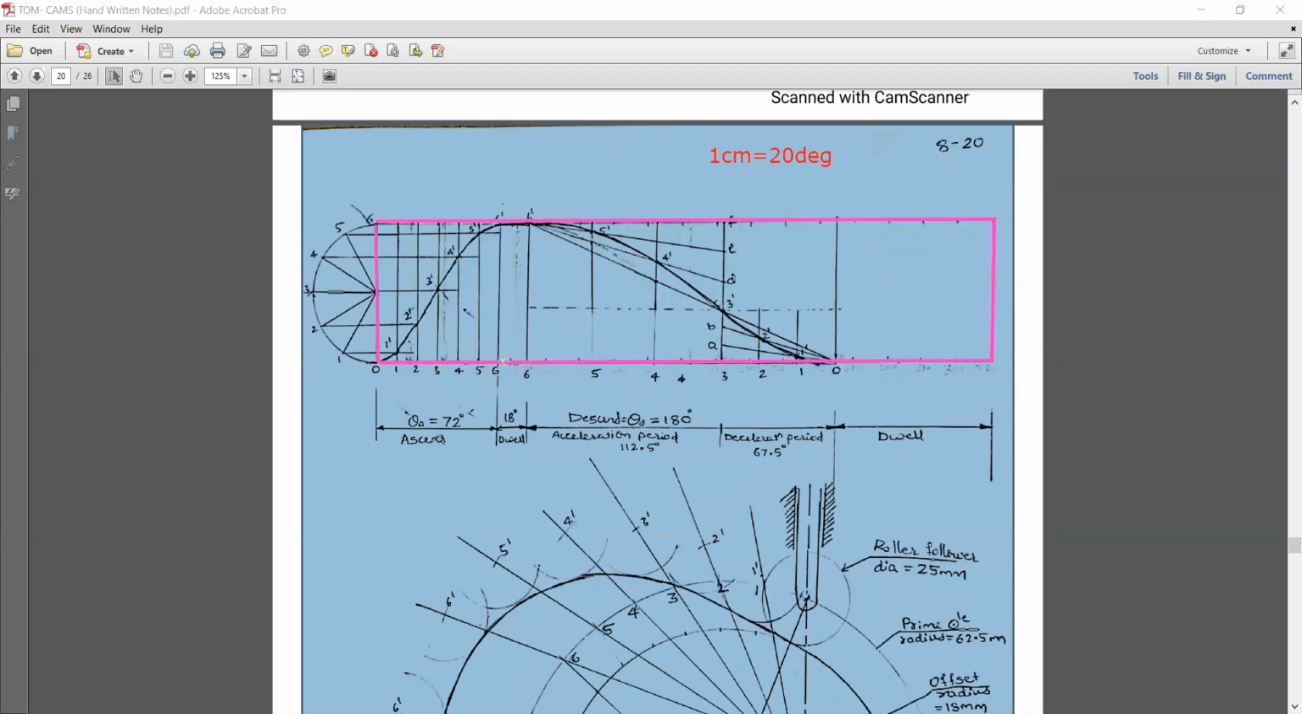And similarly for those who finished 18 degrees: 18 degrees means how much? Just less than 2 centimeters, that is 1.8 centimeters. So keep marking as you go.